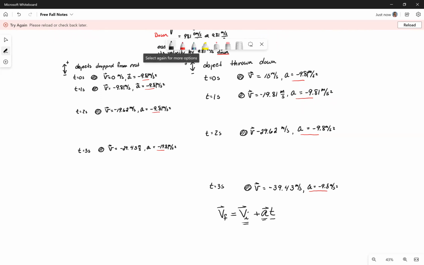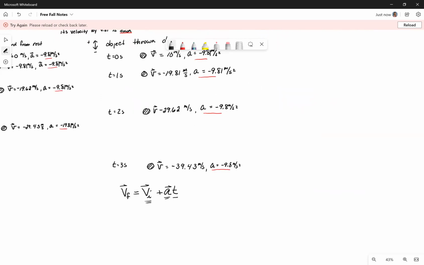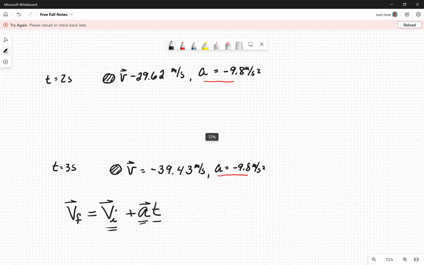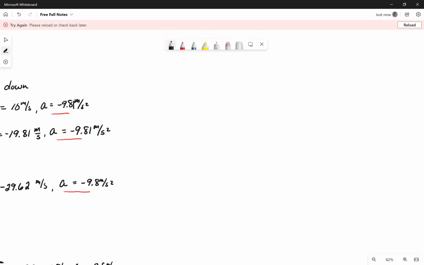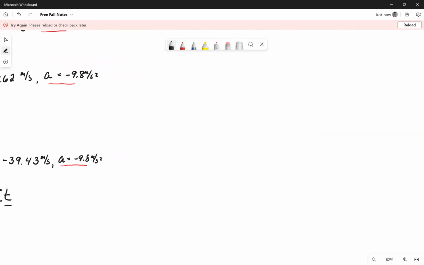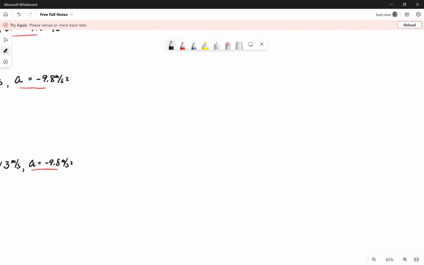Our third scenario, then, is what happens when something is thrown upwards, right? So what happens when we throw something up into the air? Object thrown upwards. So for that scenario, we're going to have to start over here. So what I would like to do is let's throw it up. I need some more space.